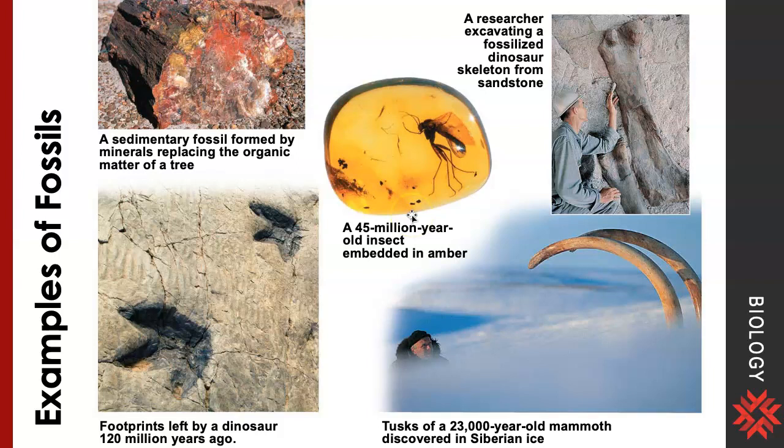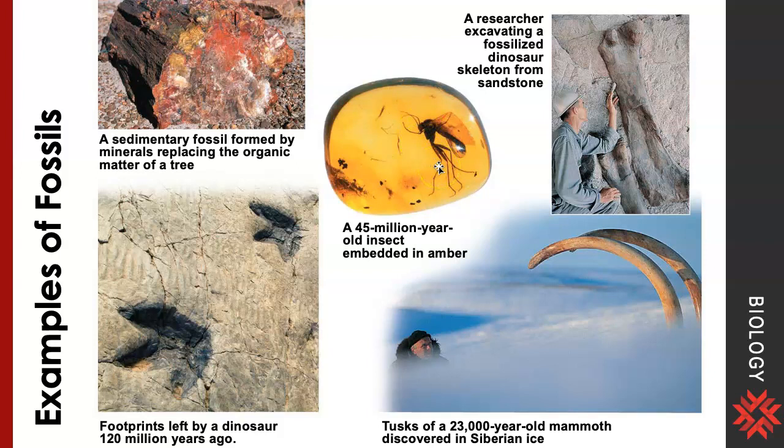This is much more rare, but in this example here, you can see an insect. Normally you wouldn't get an insect fossil like this because the insect is much softer and it would just decay. But in this case, this insect was trapped in tree resin.